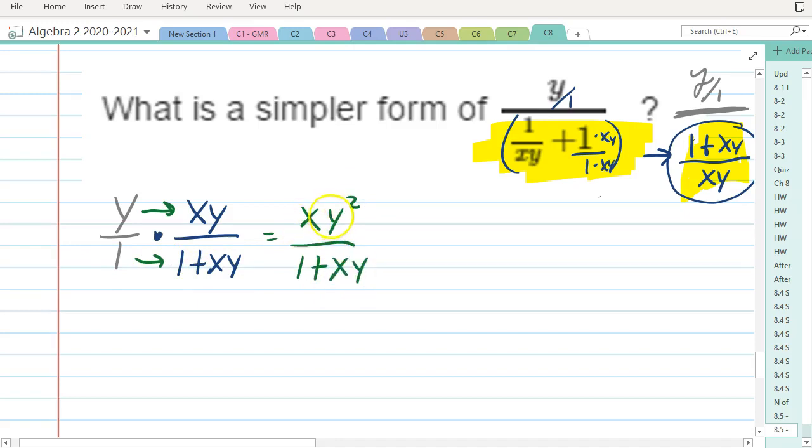I realize there's an x and a y on top and an xy on the bottom, but because of that plus symbol, they are not cancelable. We cannot cancel those. This is my final answer. Well, it looks like a very strangely worded problem is actually pretty easy as long as you do it one step at a time.